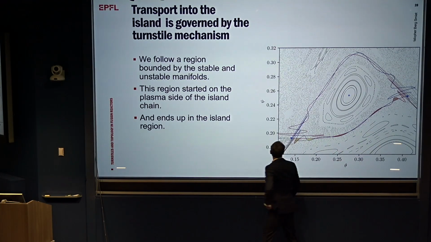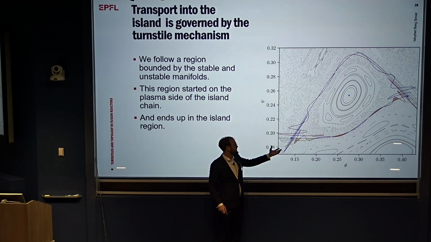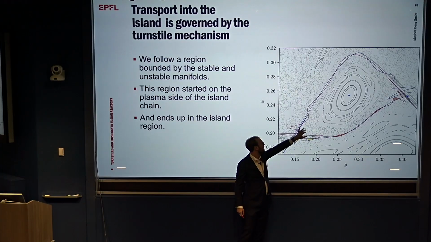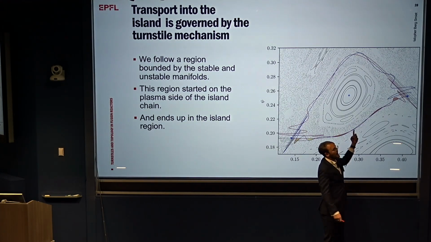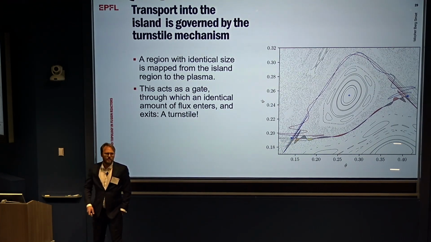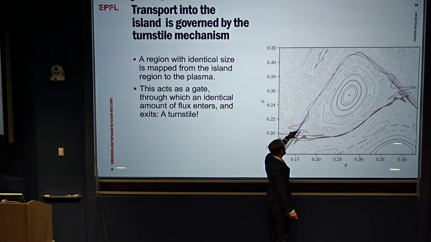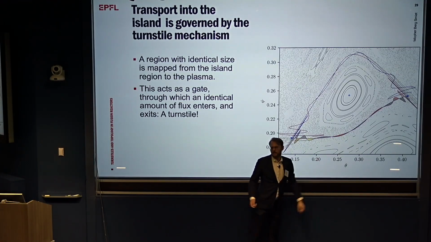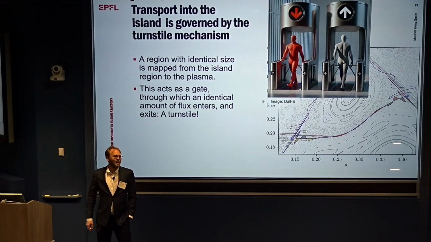So we can see that this is a bunch of flux lines that go from one side of the island, from the plasma side, and they end up in the island region. Now, of course, there must be an equal area that I show here in gray that, upon the same mapping, goes instead from inside out. And that is why Jim Meiss called this a turnstile.